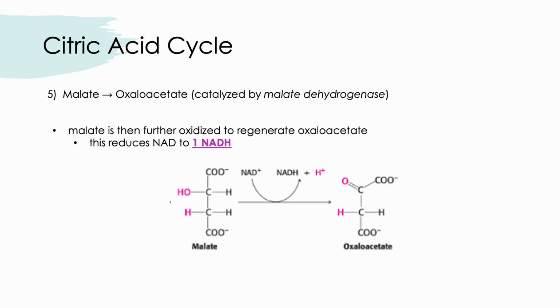With the addition of water, fumarate becomes malate, which is then further oxidized to regenerate oxaloacetate, which is needed to keep the citric acid cycle going. The enzyme malate dehydrogenase is required for this catalysis with the help of NAD, which is reduced to NADH.